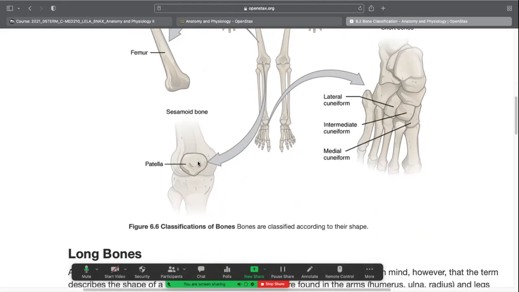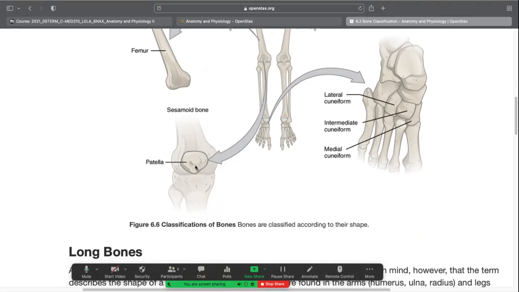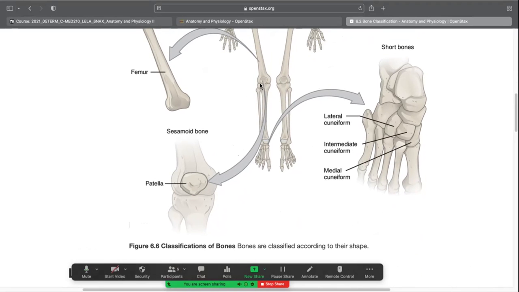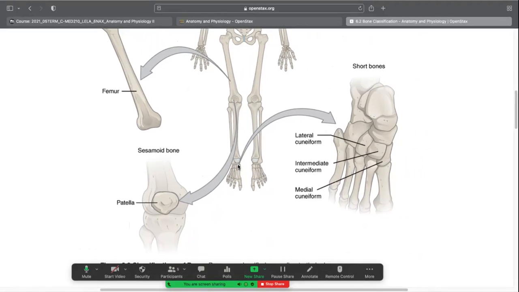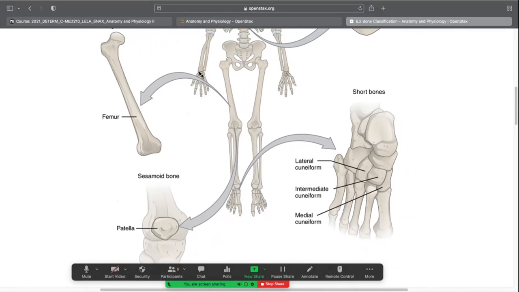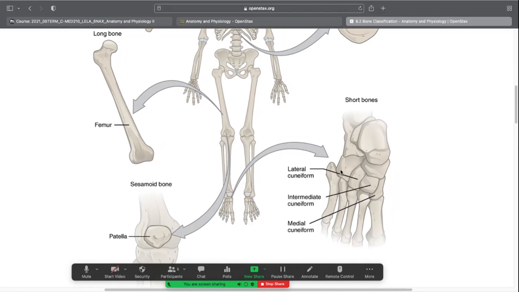You got another weird one here. This looks like a sesame seed. It's sesamoid, oid, resembling what? A sesame seed. And your patella or your kneecap right here, that is a sesamoid bone. If you look at your ankles, which is your tarsals, and your wrist, which is your carpals, hence the term carpal tunnel syndrome, these bones are cube-like. Hence, they're either called cuboidal or short bones. I remember them because when I look at them, they look like dice.